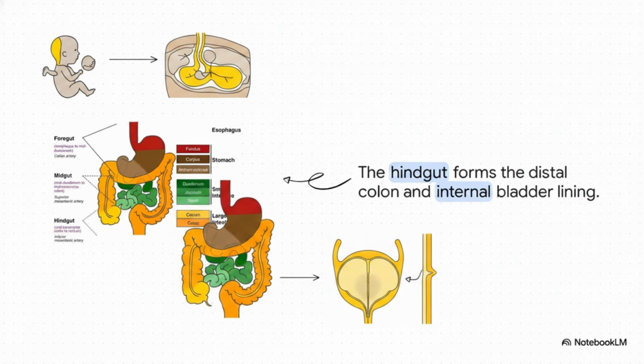Fed by the inferior mesenteric artery, the hindgut gives rise to a lot: the distal third of the transverse colon, down through the descending colon, the sigmoid, the rectum, and the upper 2/3 of the anal canal. But here is a super crucial detail you cannot forget. The endoderm of the hindgut also impressively forms the internal lining of the bladder and the urethra. It's a really cool crossover.